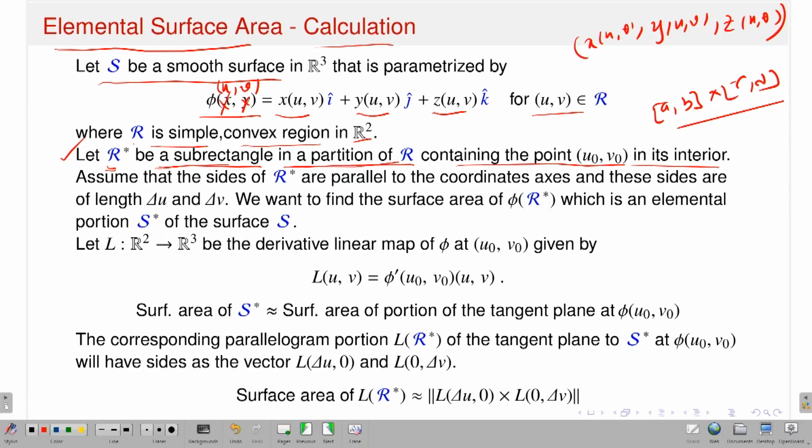That means you take a partition of R, you take a small subrectangle. Partition means I am taking the region into smaller rectangles. So you take one arbitrary subrectangle, R star, in the partition of R which contains my point u0 v0. That means u0 v0 is a point in the region R. I am taking that small subrectangle, which I denote as R star, which contains my point u0 comma v0. So let R star be a subrectangle in a partition of R containing the point u0 v0 in its interior.